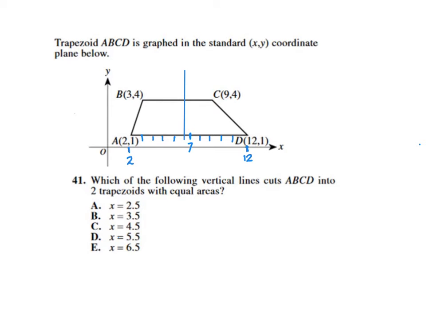Number 41, which of the following vertical lines cuts trapezoid ABCD into two trapezoids with equal areas? So I have five different equations of vertical lines, and I've put one in here. We have a vertical line, and we want to know which one would divide the trapezoid into equal areas. Let's just try this bottom one here, x equals 6.5.